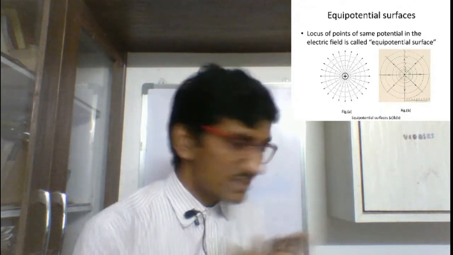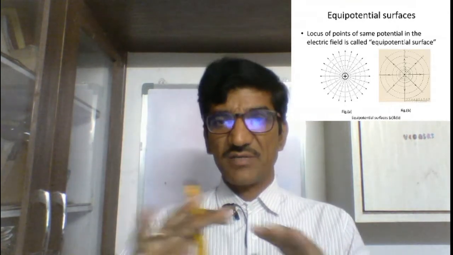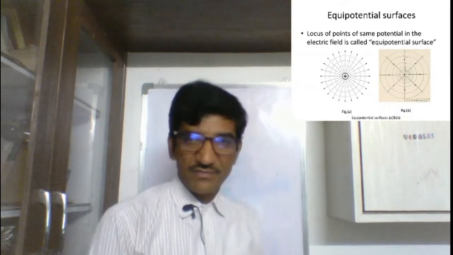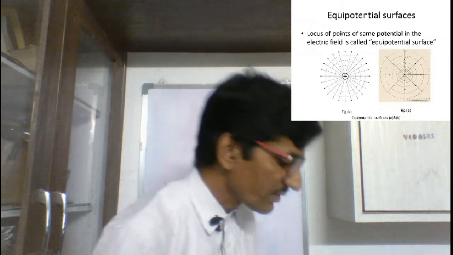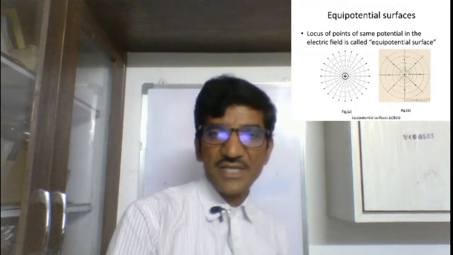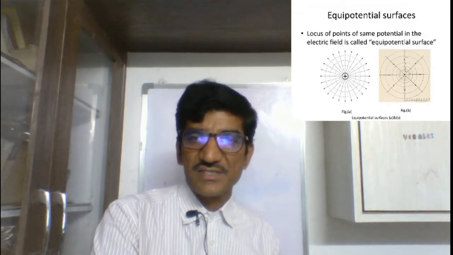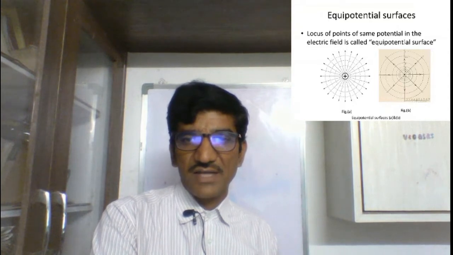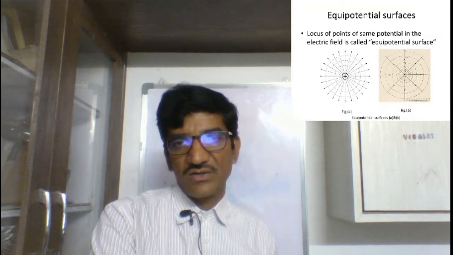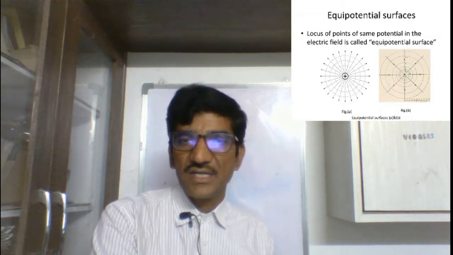In this symmetrical case, you have the equipotential surfaces as curved surfaces, spheres, like spherical shells, encircling that charge. Here, in this slide, you can see the equipotential surfaces. The dotted lines are there, and the thick lines are electric field lines. The dotted lines encircling this positive charge are the equipotential surfaces.